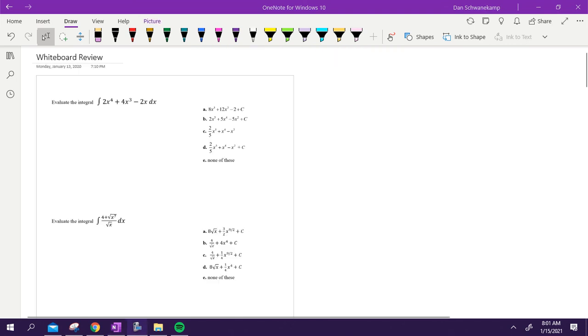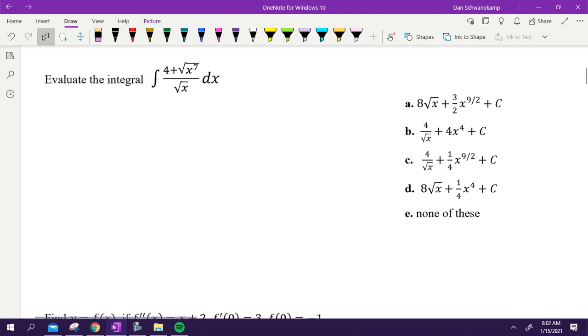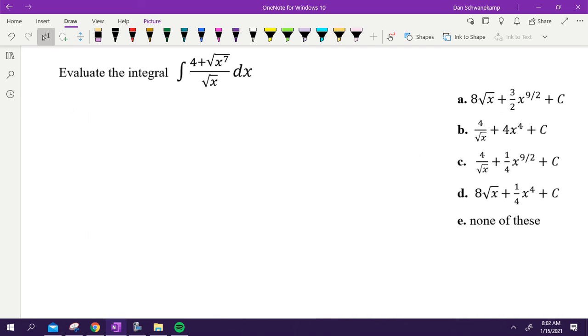You got a wide variety of problems today, but we're going to try to see what's going on. Evaluate that integral. So 4 plus x to the 7th all over the square root of x. You got some multiple choice there to help you. Take a second to do it. Hold up your answer once you get it. Go. If you're stuck, first thing we're going to do is rewrite it. So it's 4 plus x to the 7/2 all over x to the 1/2. I still don't like it. What else can I do?